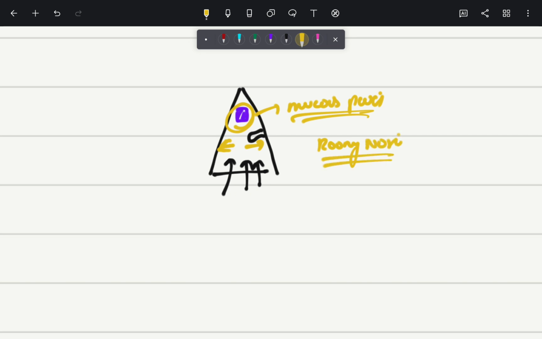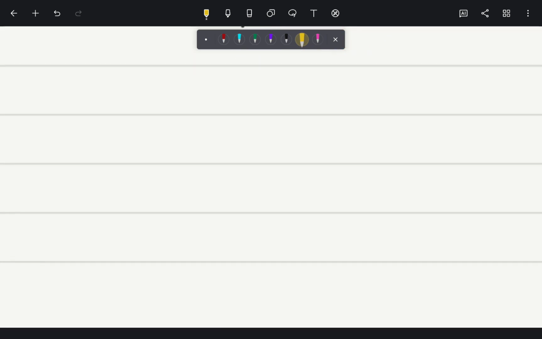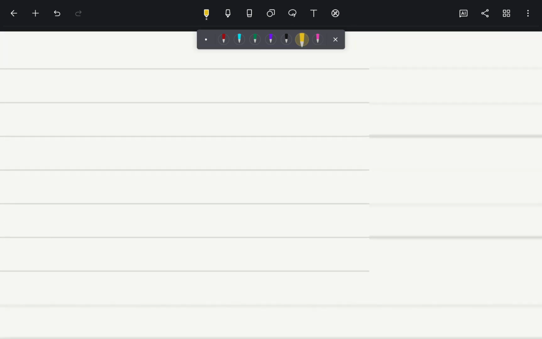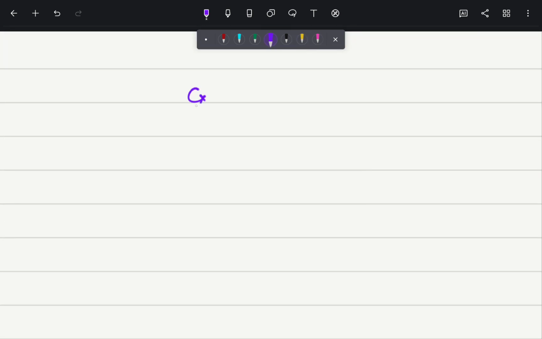Now what are the clinical features of this patient? First, there will be nasal obstruction. I already told you, due to formation of crust, there will be nasal obstruction, right? The crust or the mucus plug will obstruct the nasal cavity. This is called your nasal obstruction.